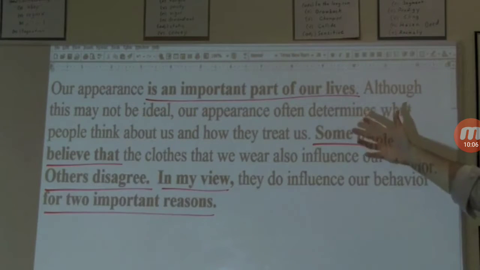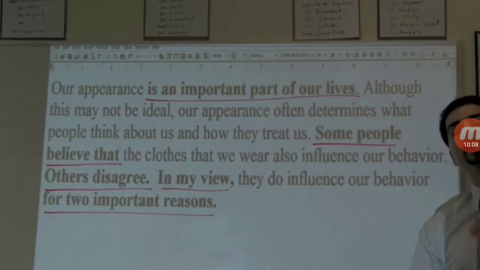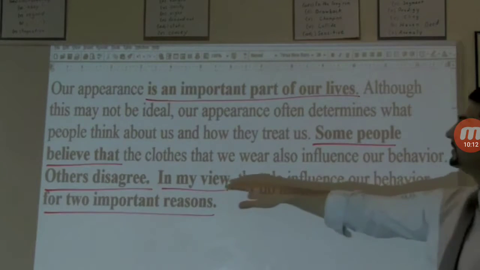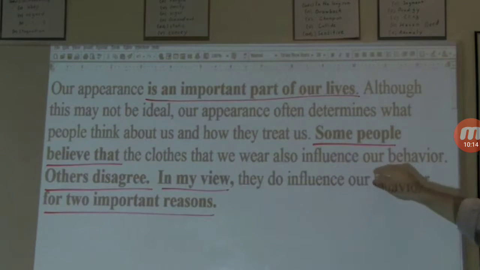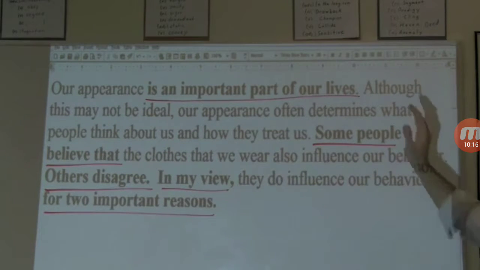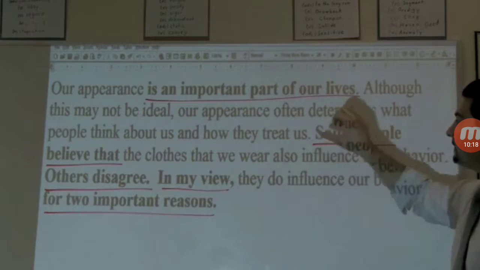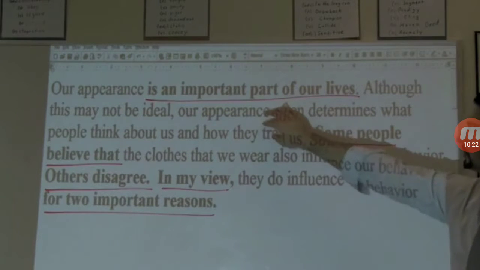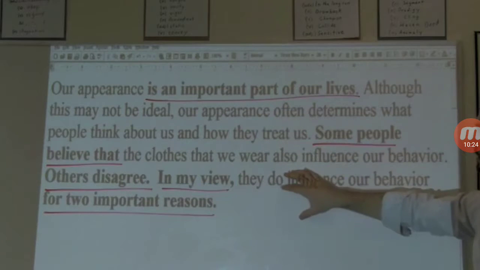So that's my explanation of the reason. Now we want to restate the question using some people. Some people believe that the clothes that we wear also influence our behavior. Then others disagree. Very important part, because what that does is that transitions from the general concept into the specific point that you're going to go into.